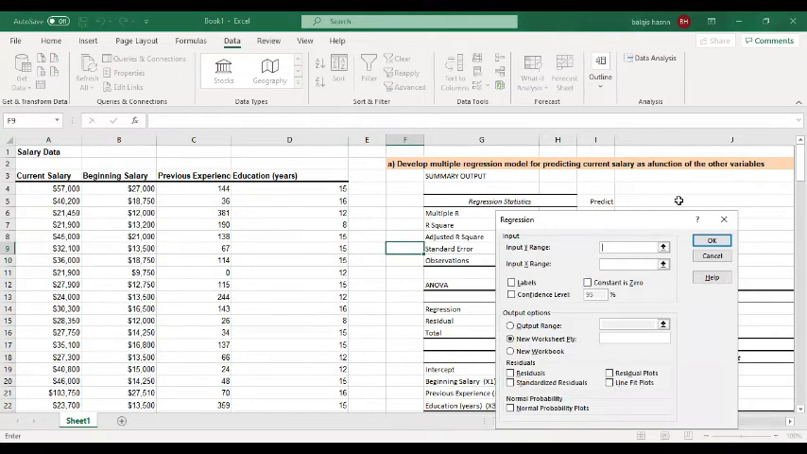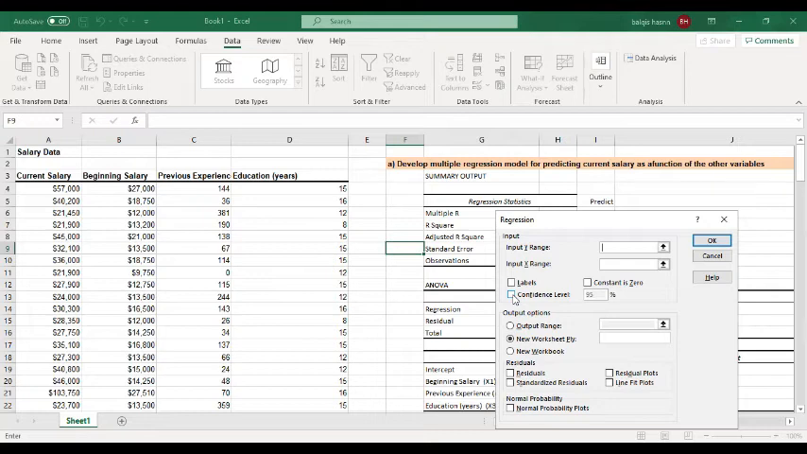Okay, a box like this will come out. For the input, there is the Input Y Range and the Input X Range. For the Input Y Range, I will select all of the current salary. And then for the Input X Range, I will take the beginning salary data range, previous experience data range, and also the education data range. After that, we click Labels and also click Confidence Level.